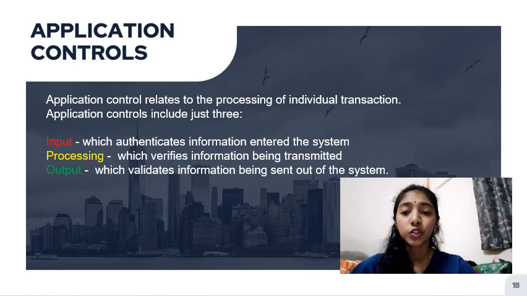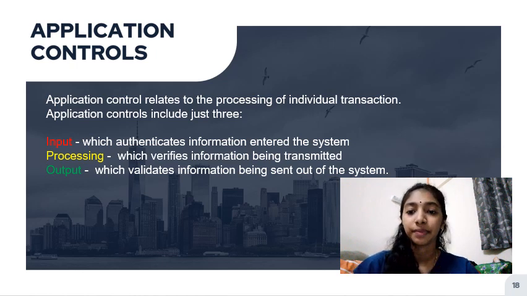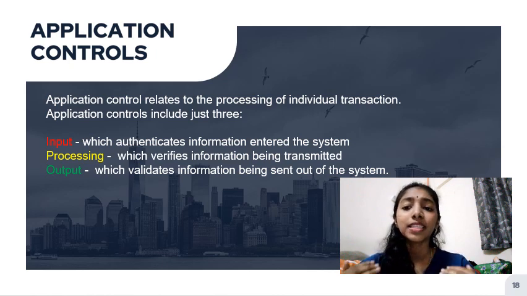Application controls are also related to the processing of individual transactions. Application controls include just three: input, processing, output. Okay, what is the meaning of input? Input authenticates information entering the system. Secondly, processing. Processing verifies information being transmitted. The third one is output. Output validates information being sent out of the system.